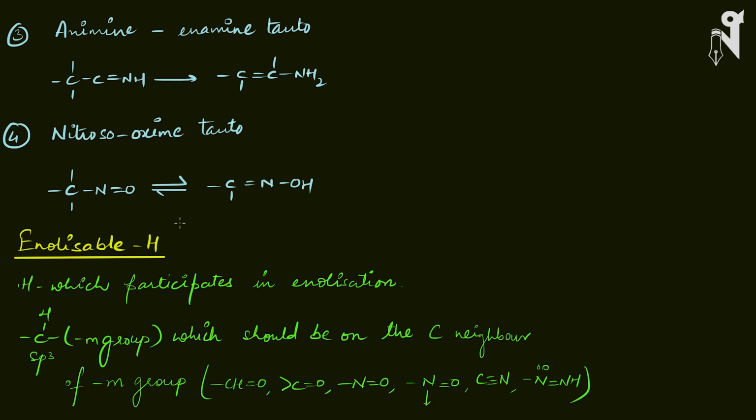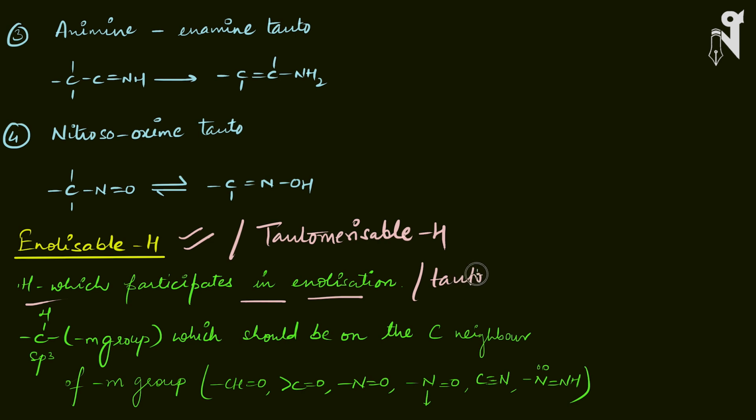These are also called enolizable hydrogens, basically the hydrogens which can participate in tautomerism. And to be more precise, as I mentioned earlier also, keto-enol tautomerism is the one which we majorly talk about, and hence the hydrogen which can participate in the conversion of keto to enol is called enolizable hydrogen. But I think it should be more widely called tautomerizable hydrogen. So what is tautomerizable hydrogen? The hydrogen which participates not in enolization, but in tautomerization.